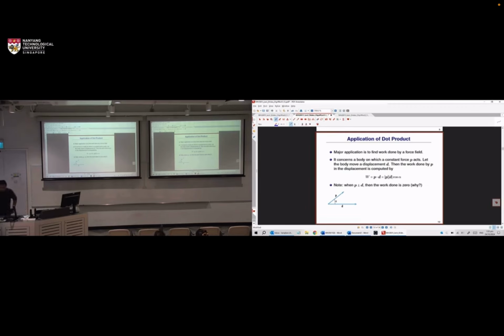The major application is to find work done by a force field. It concerns a body on which a constant force P, which is a vector, that's why I bold it, acts on. Let the body move a displacement D, and then the work done by P in the displacement is computed as follows. When P and D are perpendicular to each other, the work done is 0. This one you will learn in high school already. If your force is in this direction and your movement is perpendicular, the work done will be 0.